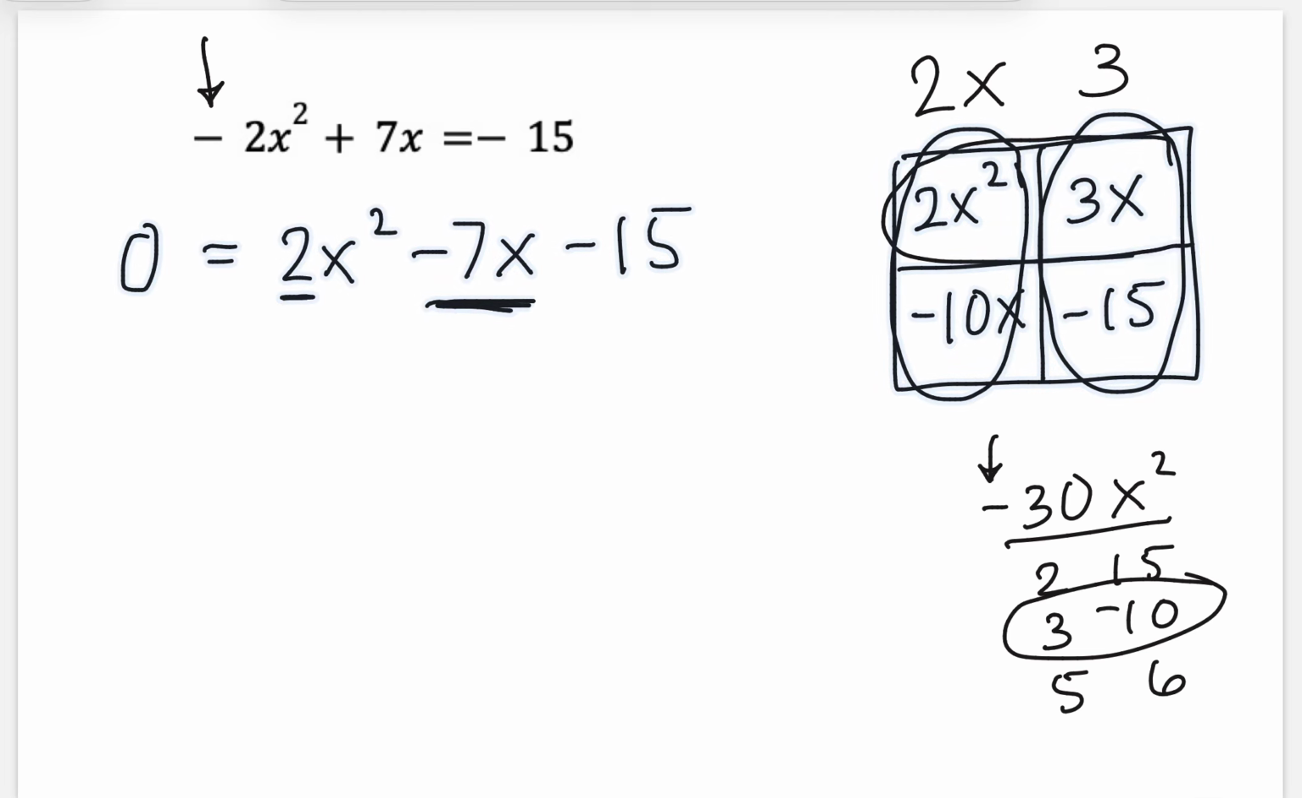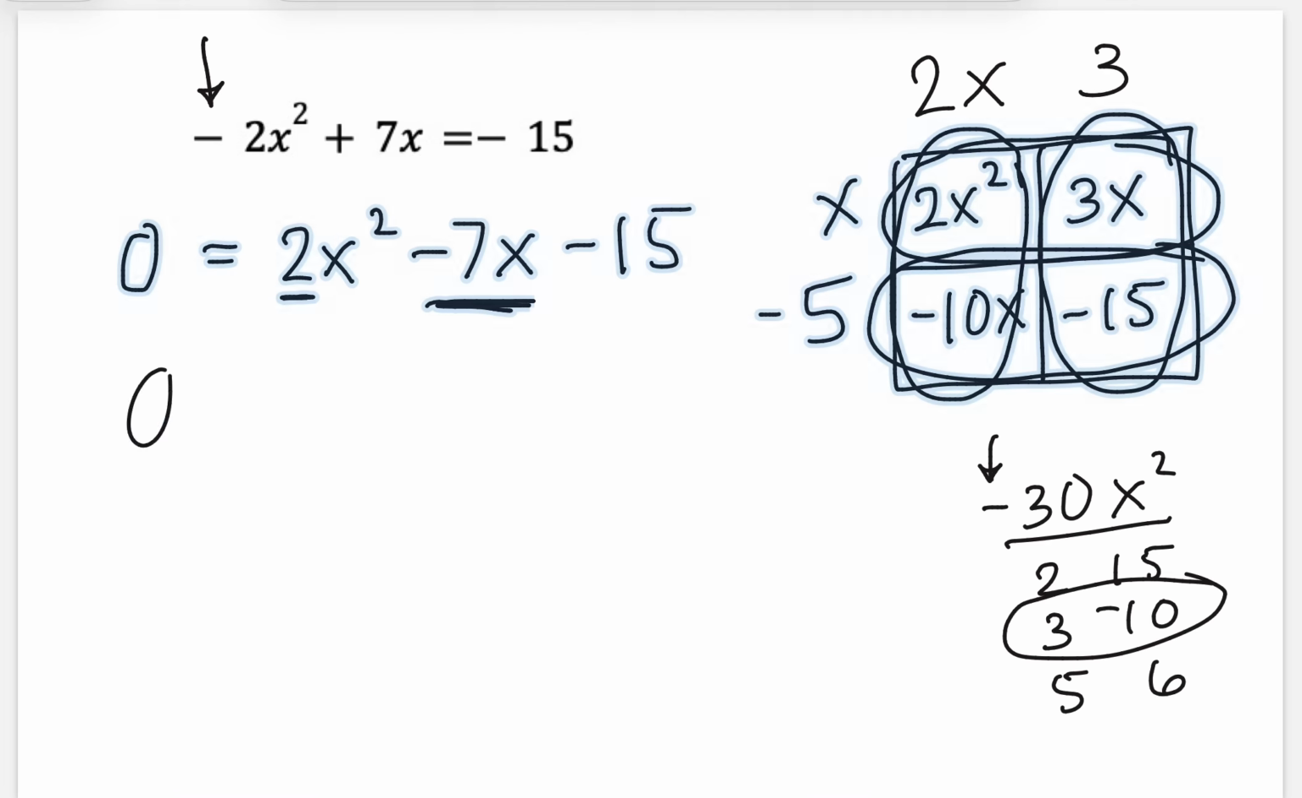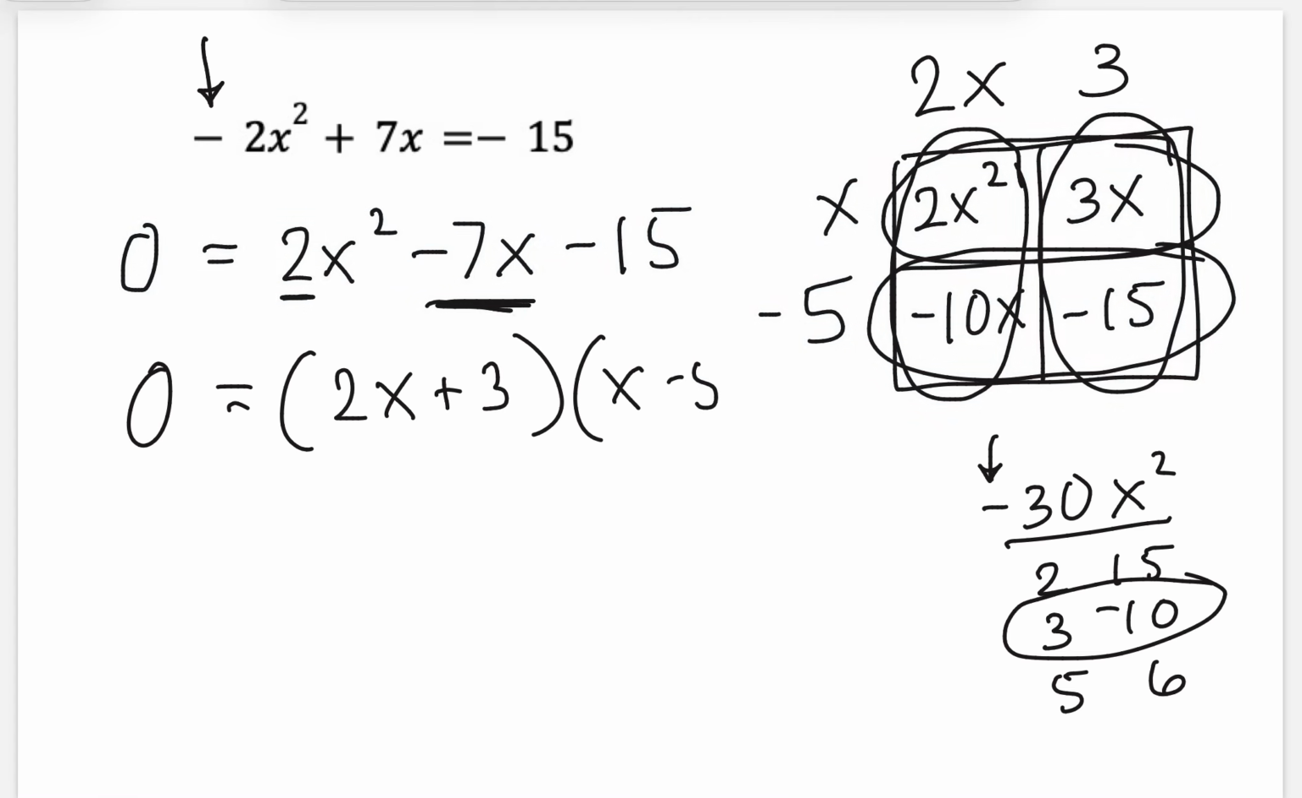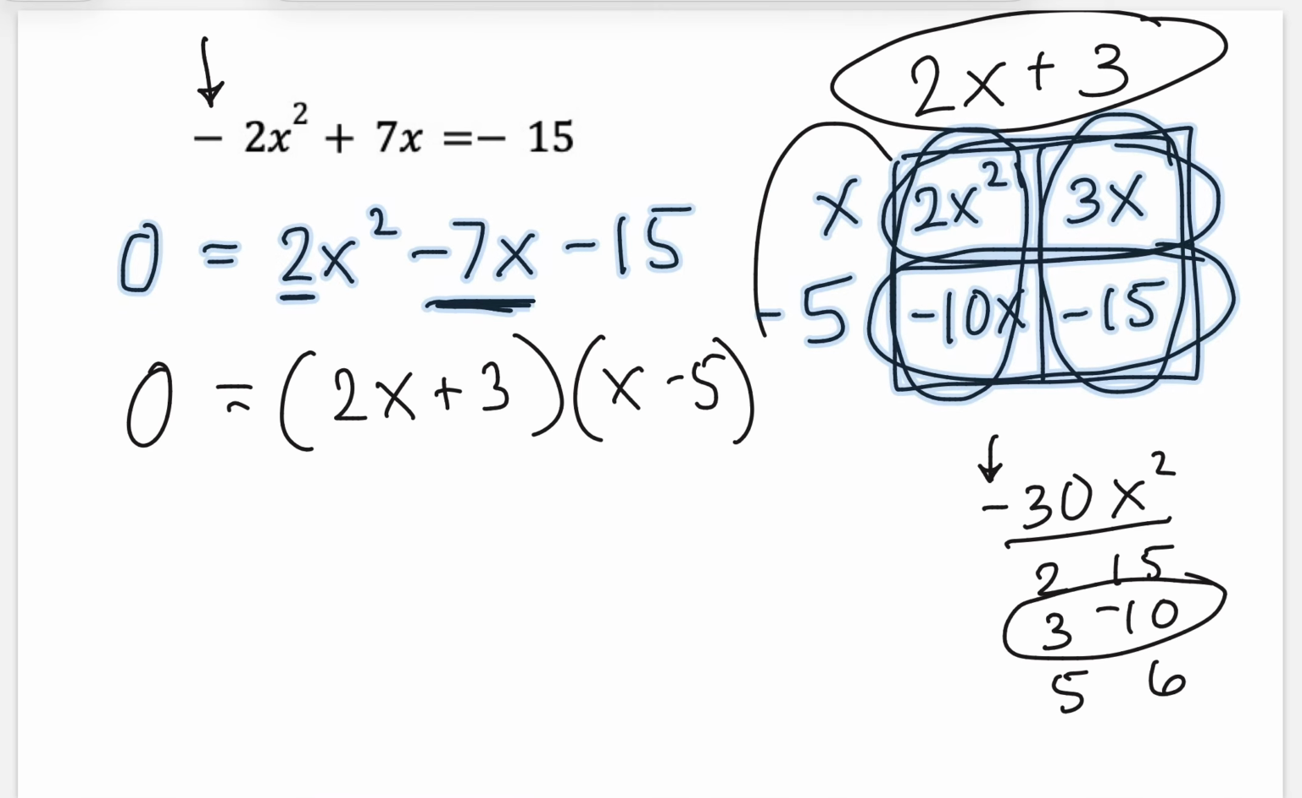Now I'm looking at the first row. I have 2x squared and 3x. They have an x in common. And then I have negative 10x and negative 15. They both have a negative 5 that goes into both of them. So what that means is my factors are 2x plus 3 and x minus 5. And I'm getting that from here and here. And just like the previous one, if I want to find the solutions or the zeros, I can set each of those parentheses equal to 0 and solve.